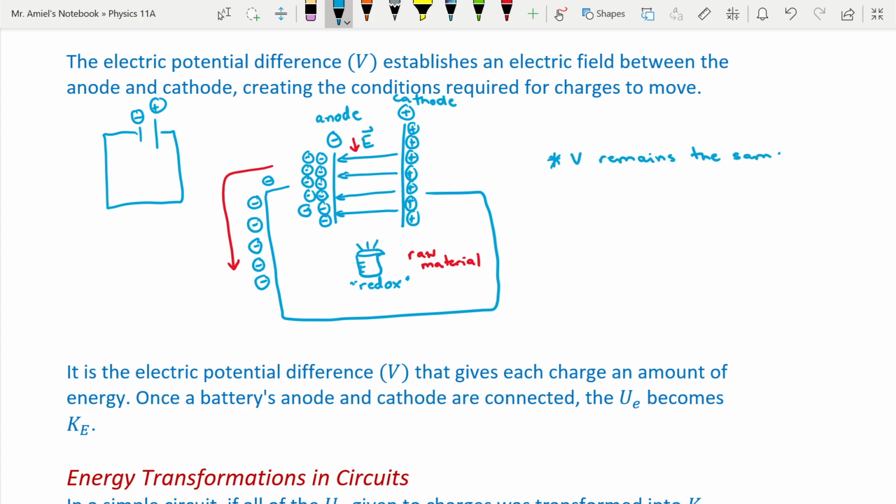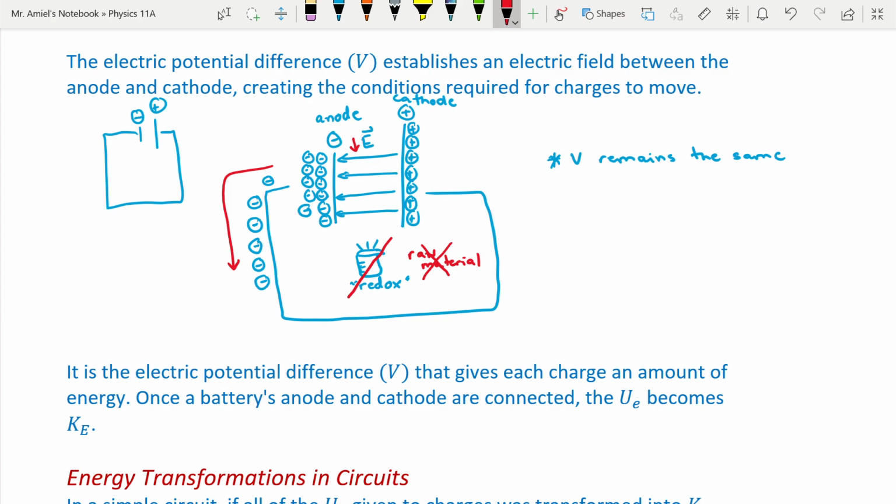That's up until the point where we do not have enough raw material to continue to produce negative charge. Then what's going to happen is what we talked about last time. We're going to get an equal amount of negative charge at the cathode as there is at the anode. Our charge isn't going to flow anymore. We're not going to have a current anymore. And at that point, we say our battery is dead.